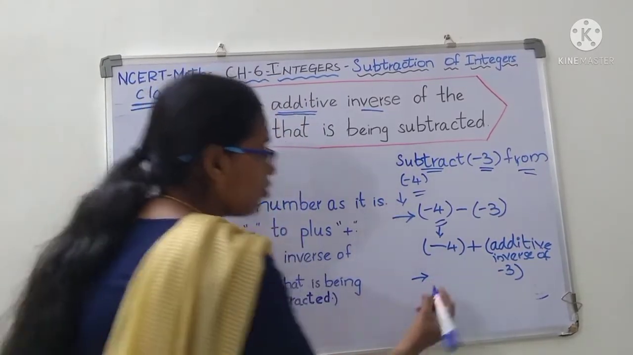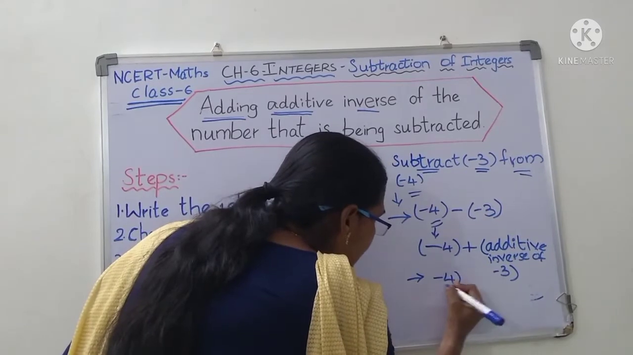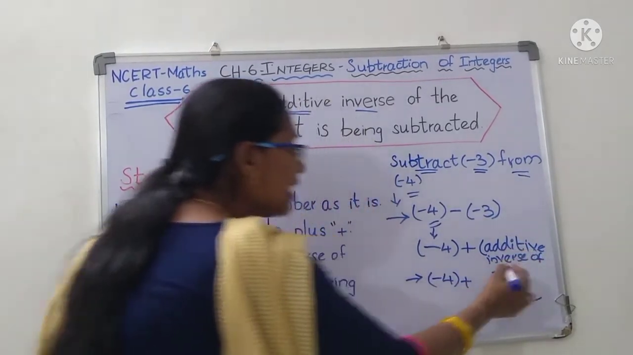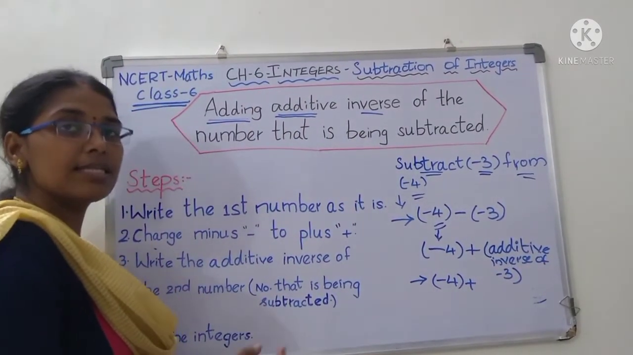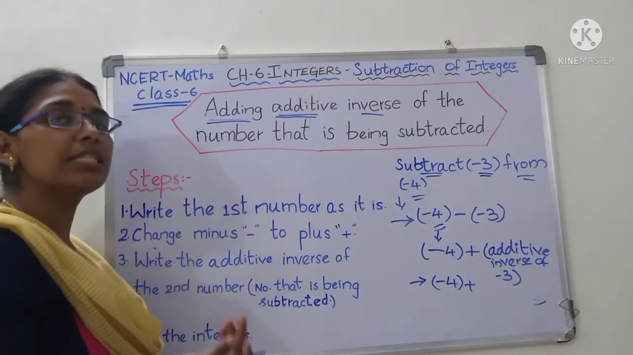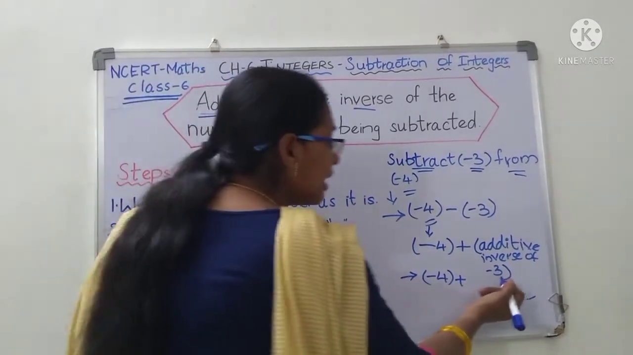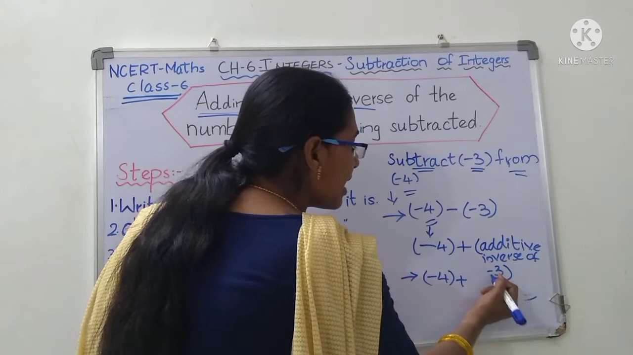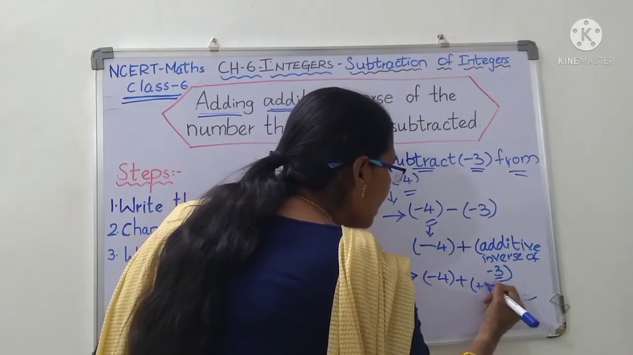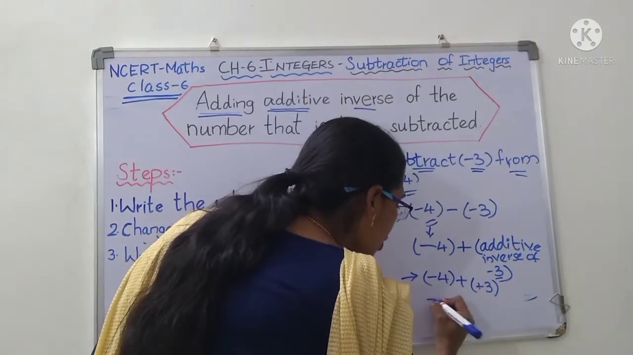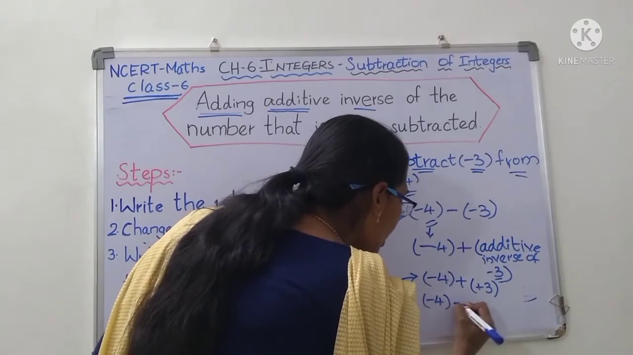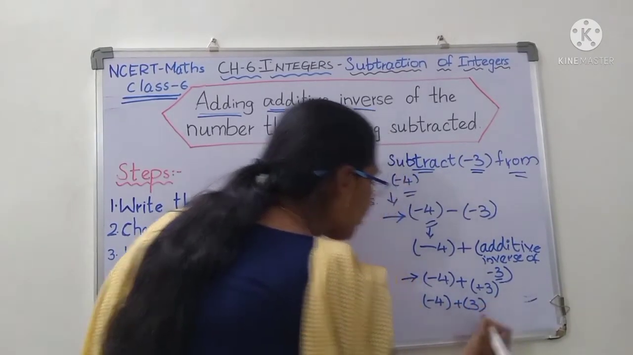Now, what will happen? Minus 4 is as it is. Then plus, what is the additive inverse of minus 3? Yes, additive inverse is nothing but changing the symbol of the number given. Here the additive inverse of minus 3 is plus 3. So you got minus 4 plus 3.